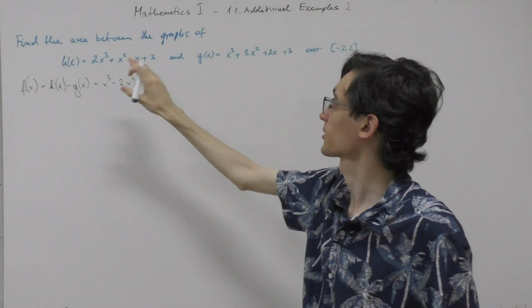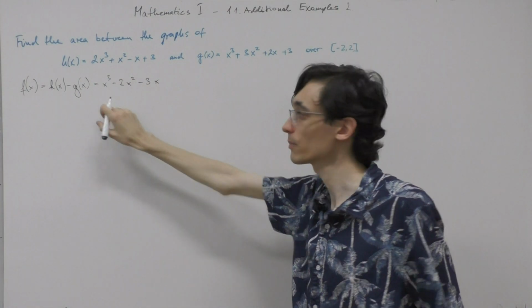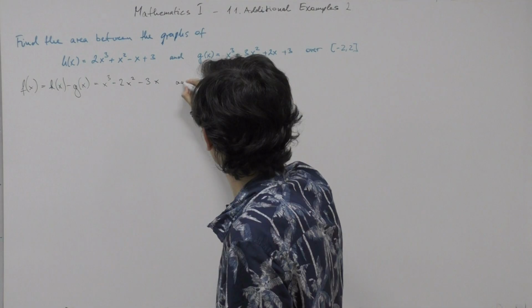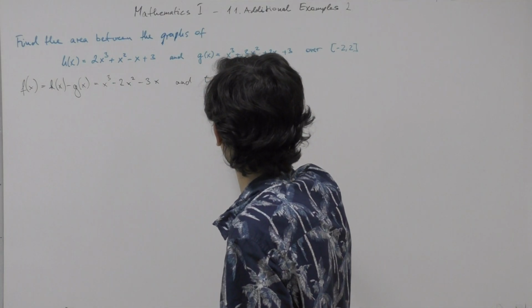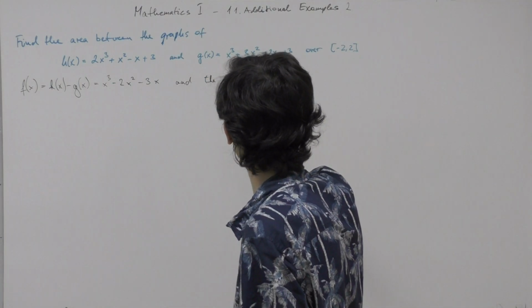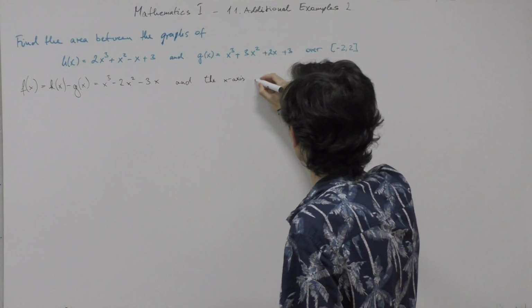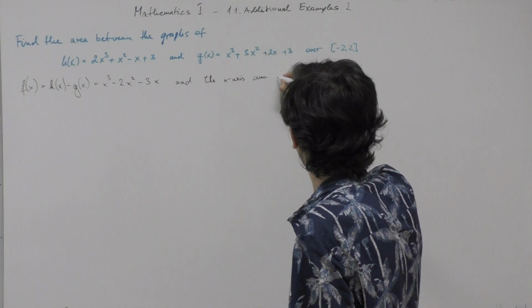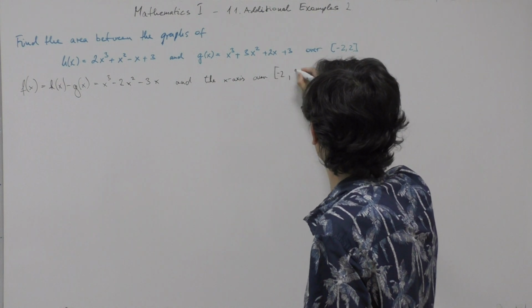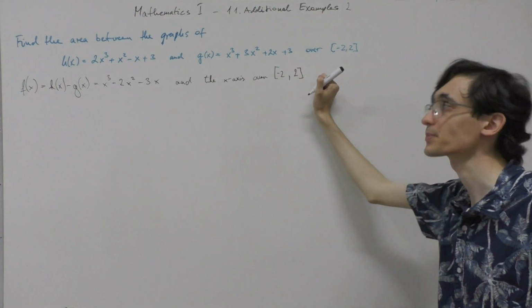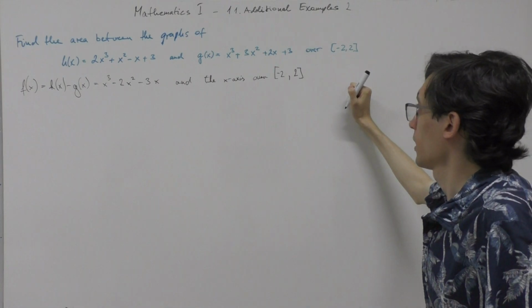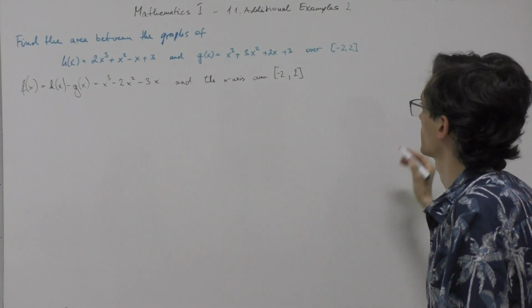And now what we have to do is very similar to what we did before. We must find the area between the graph of this function and the x-axis over the same interval, from -2 to 2. And now we do what we did before.